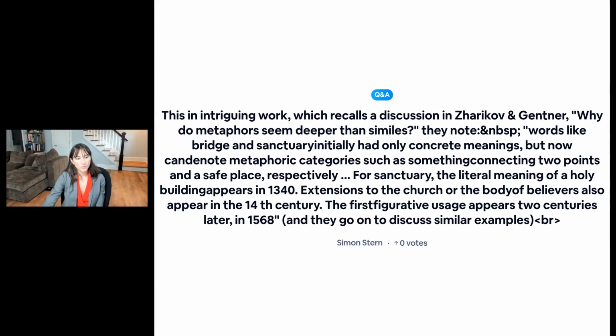Extensions to the church or the body of believers also appear in the 14th century. The first figurative usage appears 2 centuries later in 1568, and they go on to discuss similar examples. Yeah, there's a lot in this comment, which I think is really astute.